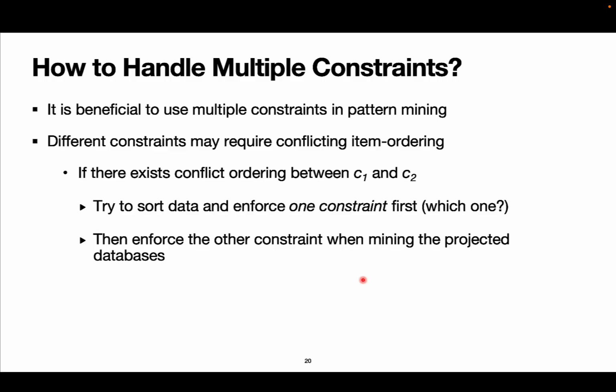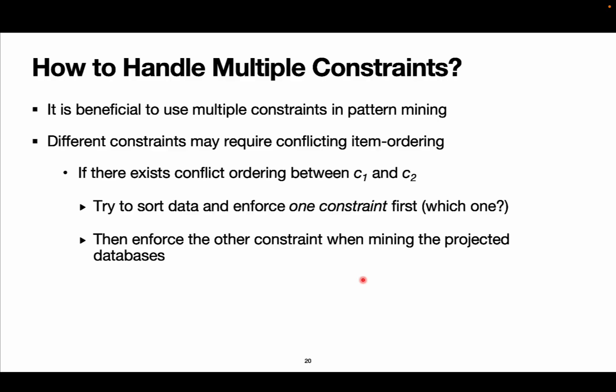Finally, how to handle multiple constraints. We have already seen examples where more than one constraint is at play. For example, a support constraint combined with another one. In some cases, ordering the data in a certain way helps satisfy that constraint.